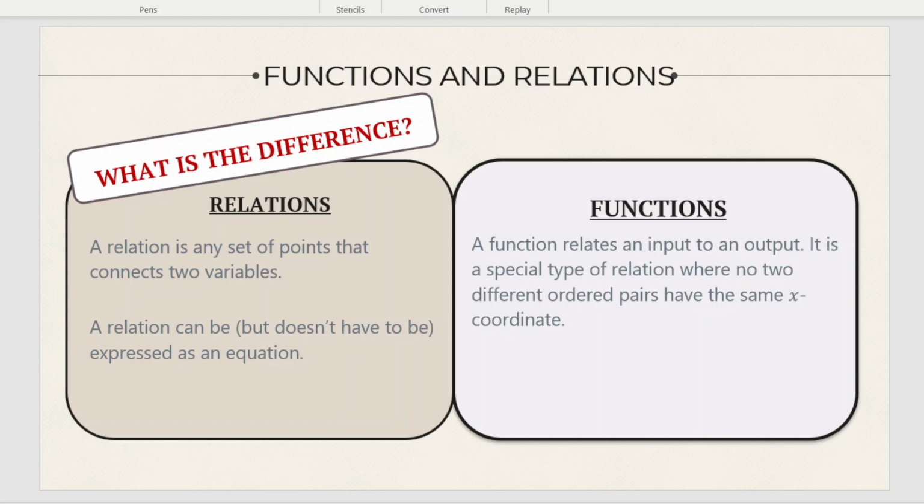A relation is any set of points that connects two variables. In this case, we're probably going to only be looking at x and y most of the time. And a relation can be expressed as an equation, but it doesn't have to be.